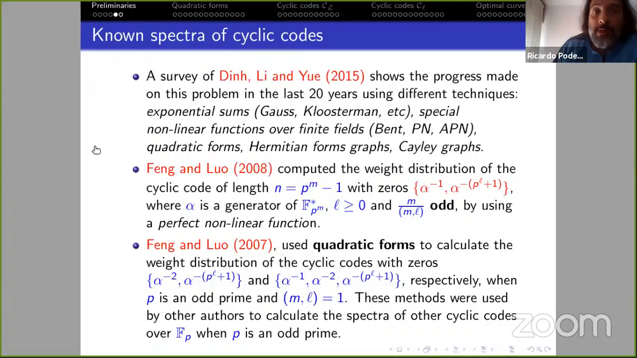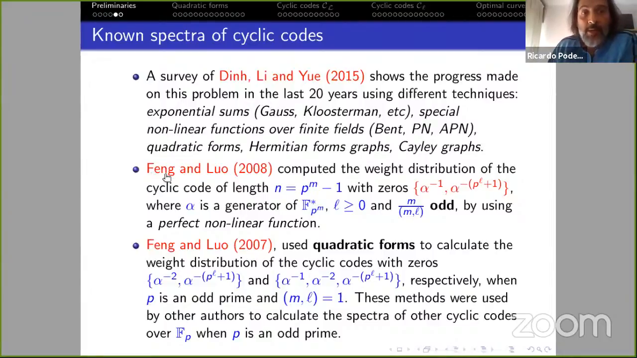Well, what is known about the spectra of cyclic codes? There is a nice survey of Ding, Li and Yue from 2015, which shows the progress in this problem in the last years. And using different techniques, for example, exponential sums, such as Gauss, Kloosterman, etc., special nonlinear functions, bent functions, perfect nonlinear functions, almost perfect nonlinear functions, quadratic forms, Hermitian forms, graphs, Cayley graphs, etc.